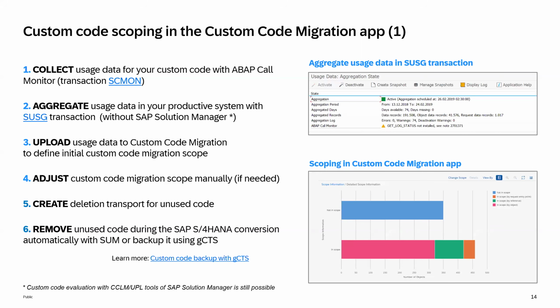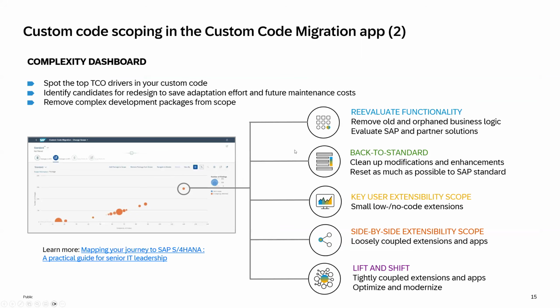So if at some point in time you need it again, you can use gCTS again and import the code from the external Git repository back to the S/4HANA system. And here you also see the link on how to do the custom code backup for unused code using gCTS.